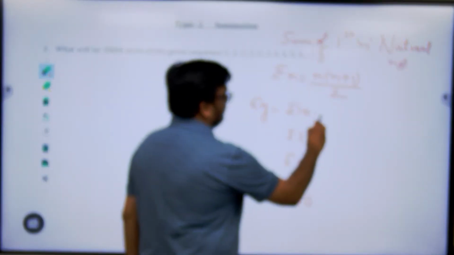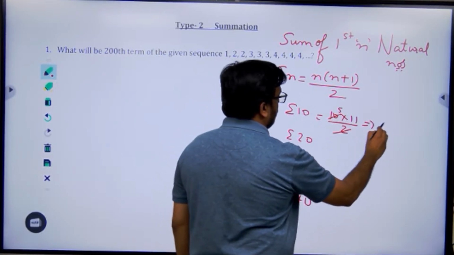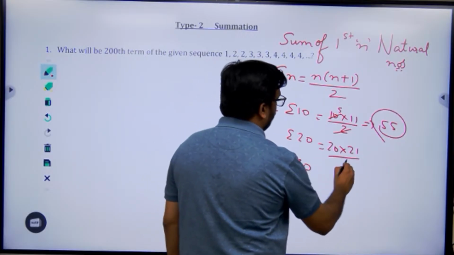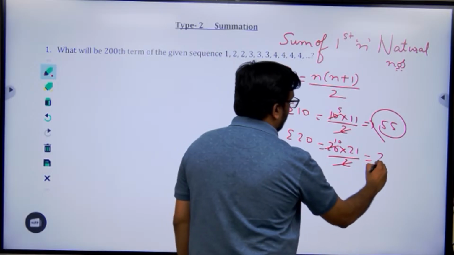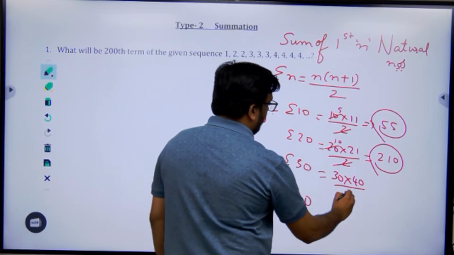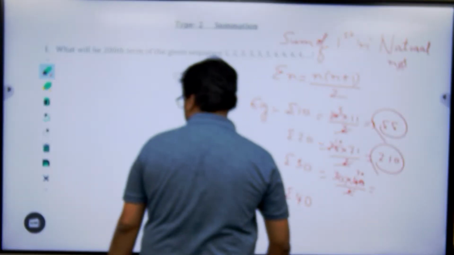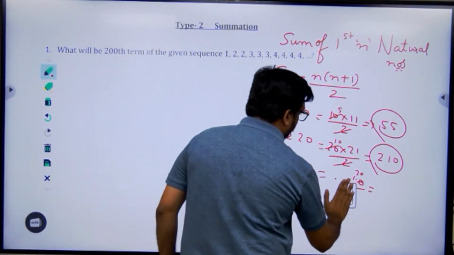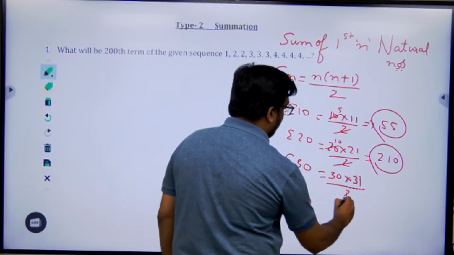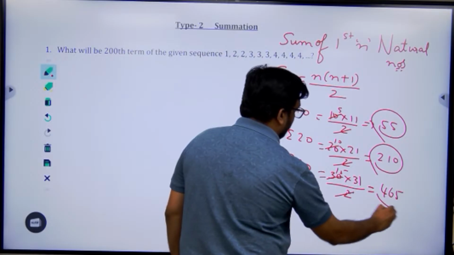Sigma 10 means 10 into 11 by 2, 2 1s are 2, 5 11s are 55. Sigma 20, 20 into 21 by 2, 21 10s are 210. Sigma 30, 30 into 31 by 2, 2 1s are 2, 15 31s, that is 465.